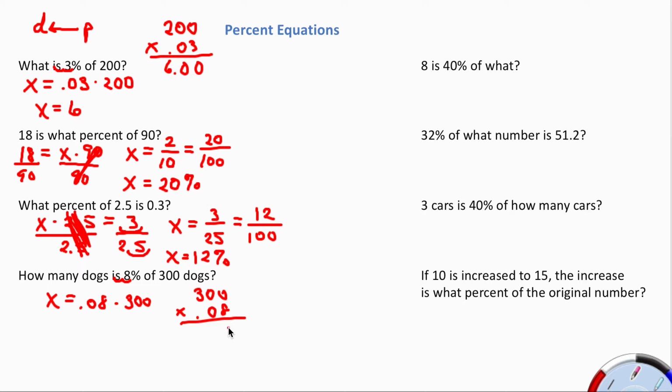8 times 0, 8 times 0, 8 times 3. And then this is just zeros down here. 2 digits behind the decimal. So 2 digits behind the decimal in my answer. So x is 24.